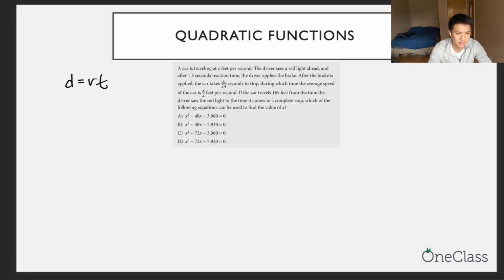anytime, and you can manipulate it so that if you wanted to solve for t, you could divide by rate on both sides. You get t is equal to d divided by r. So this is a fundamental relationship that's important to keep in mind.